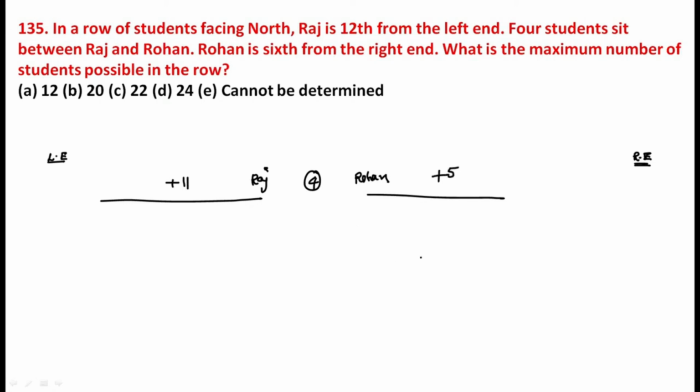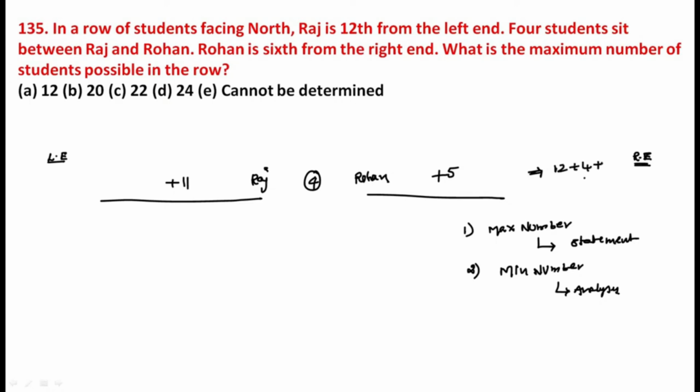Now what is the maximum number? Guys, there are two questions here. Maximum number. For the maximum number, we consider the statements. Based on the statements only, you can get that maximum. And there is another case, where we can get the minimum number through analysis. Guys, as per the statement, the value is always represented as the maximum. Now the maximum answer is 11 plus Raj is 12. 12 plus 4, Rohan, plus 5 is equal to 6. Now the total answer is equal to 22. So 22 is the maximum number.